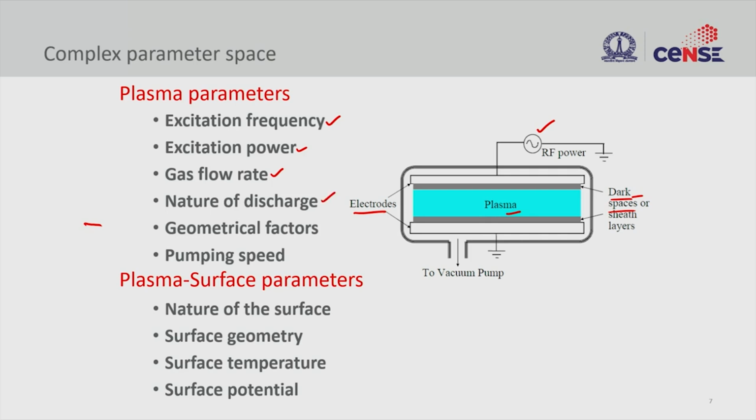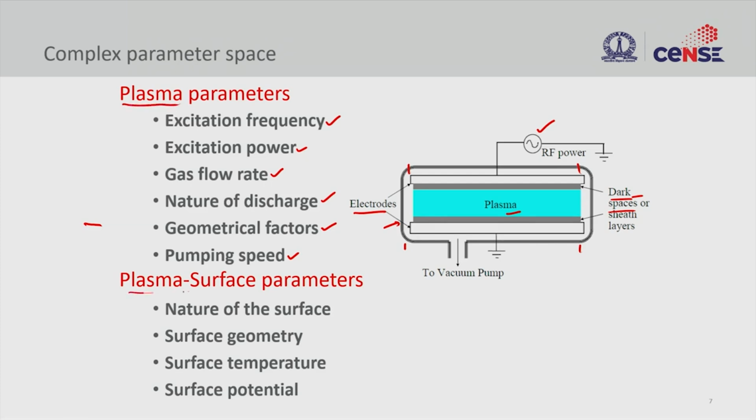The nature of the discharge itself, with the chemical and the electronic property of this gas, is also important. The geometrical factor, the size of the electrodes between the power electrode and also the ground electrode, and the wall that we have, all those things really matter. And then the pumping speed also determines your pressure and so on. You can also say the gas flow and pumping speed together contribute to the pressure inside. So that is again an important parameter. So these are the bulk plasma properties, right? How do we control that?